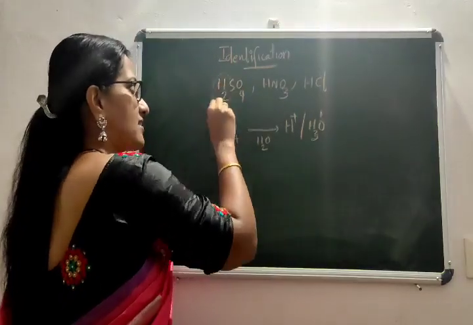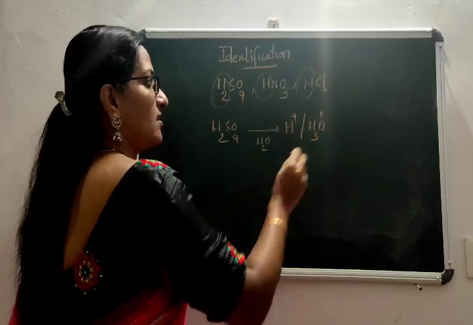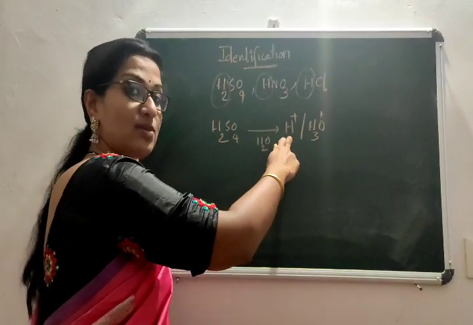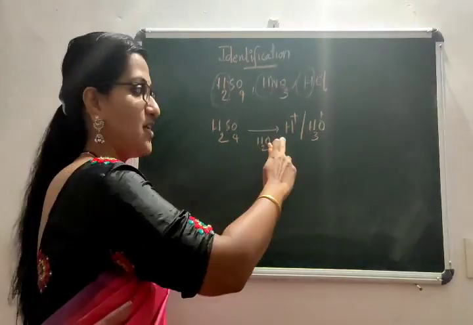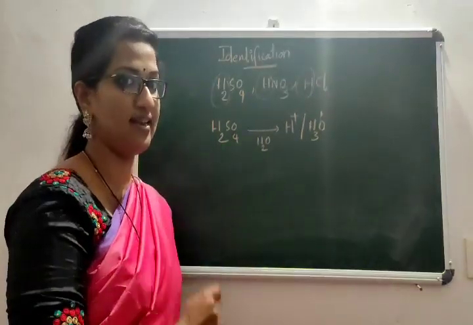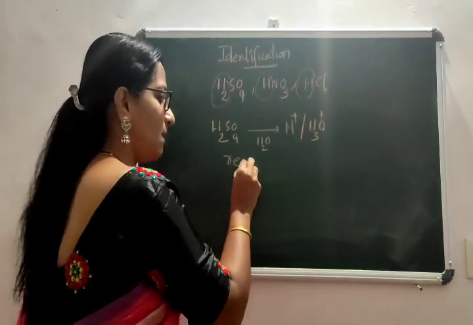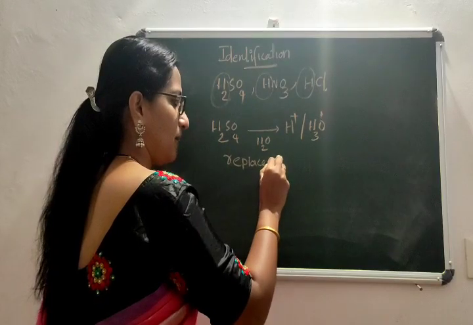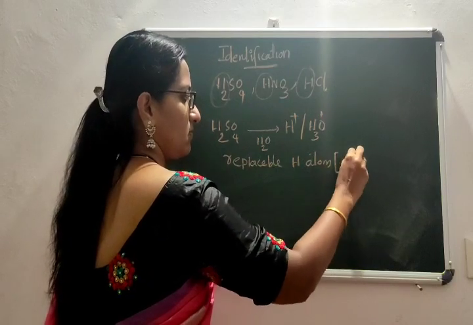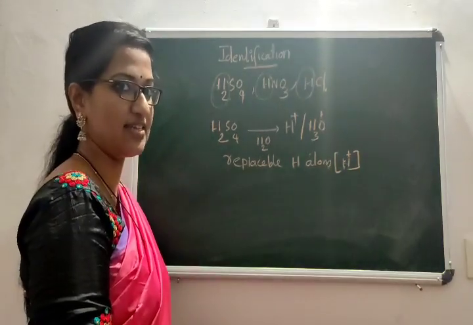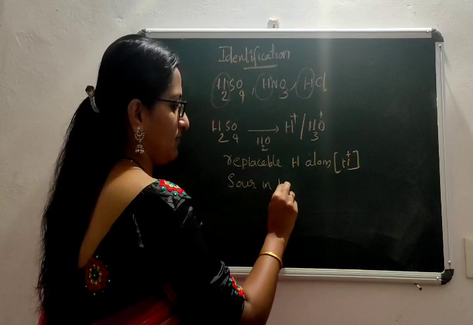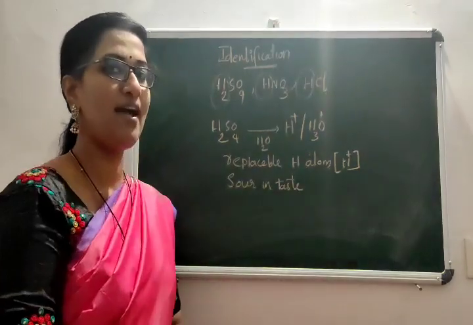So all acids contain hydrogen, right? This hydrogen is replaceable, which means it dissociates in water and forms H plus or H3O plus. If a substance produces H plus or H3O plus, you can confirm that it is an acid. That is the first identification: all acids contain a replaceable hydrogen atom, or H plus ions. And the second identification: acids are sour in taste.